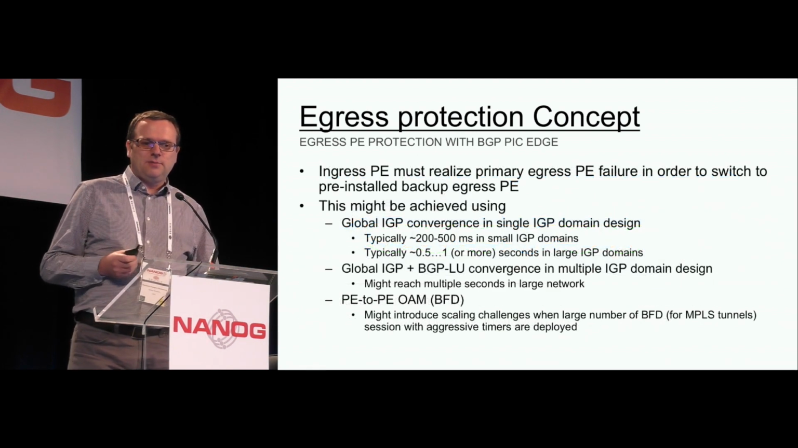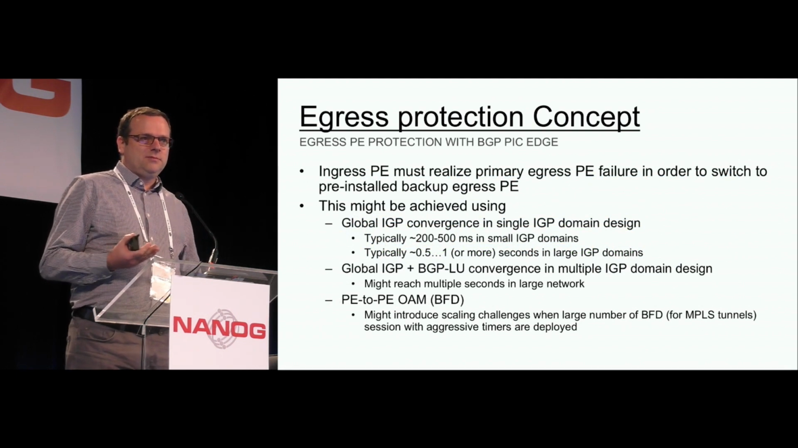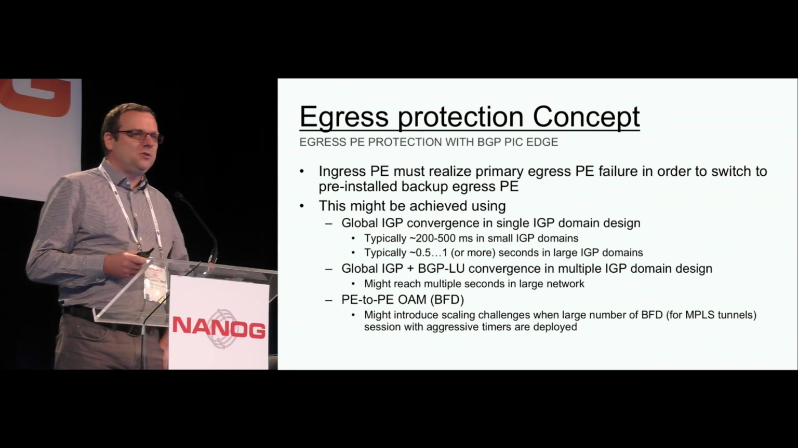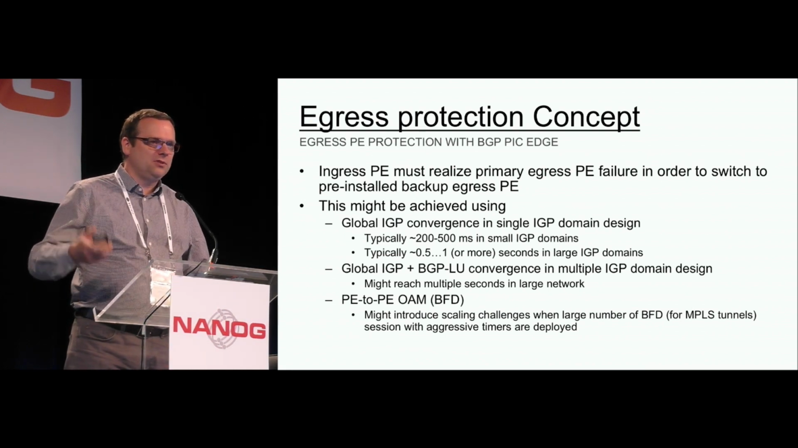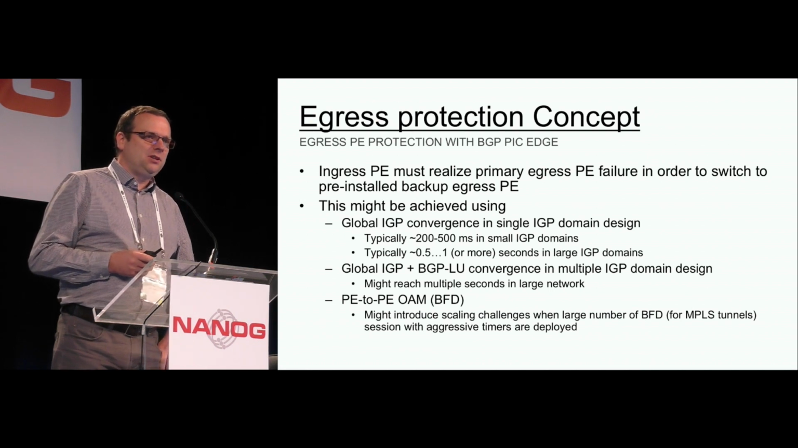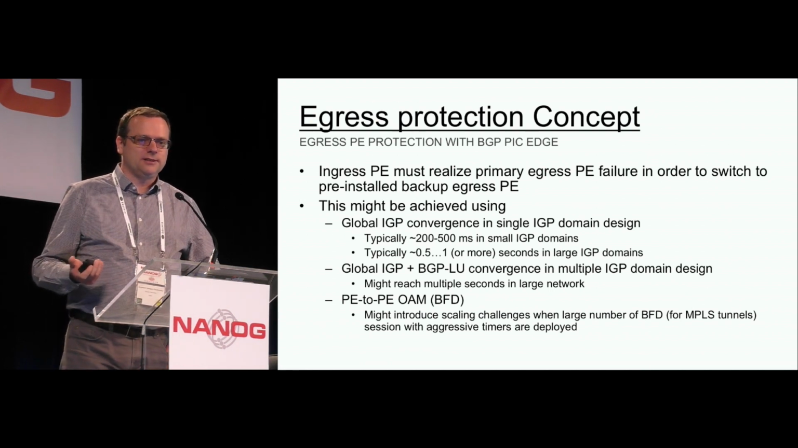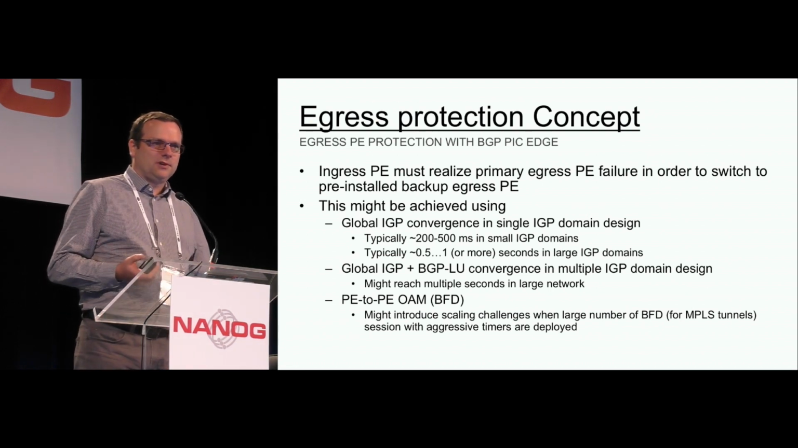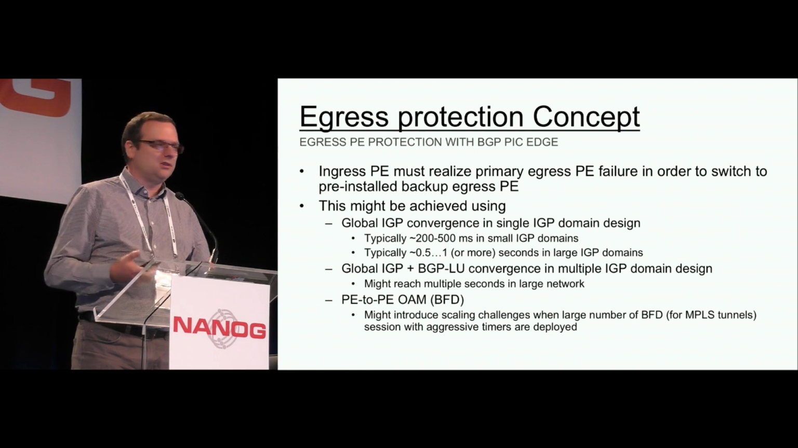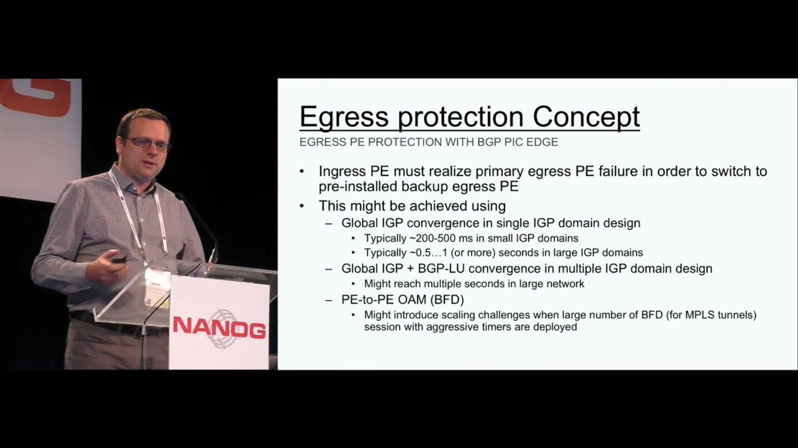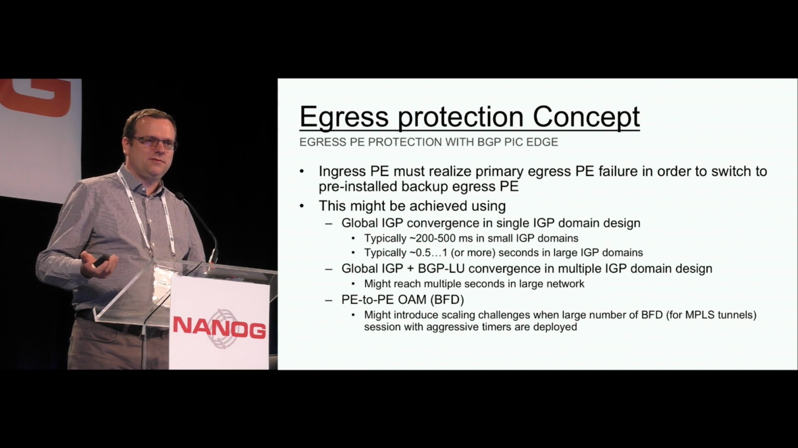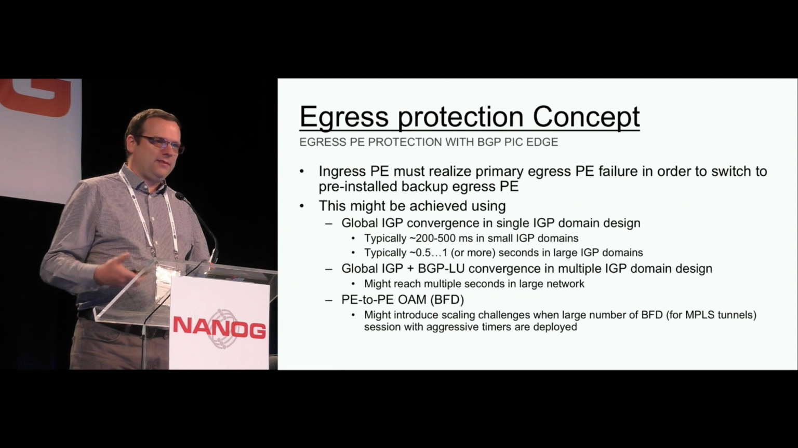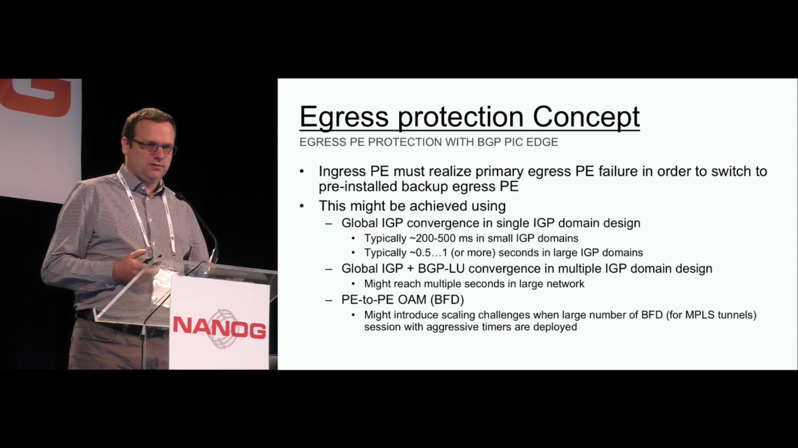How can this detection happen? There are several ways to detect this failure. One of the ways is global IGP convergence, from which the ingress PE eventually realizes that the egress PE failed. What does global IGP convergence mean? It depends on the size of the network. If your network is small, it's a couple of 100 milliseconds, but if your IGP domain is very big, it can go up to 1 or maybe 2 seconds. And this is then reflected in the BGP PIC Edge failover convergence.